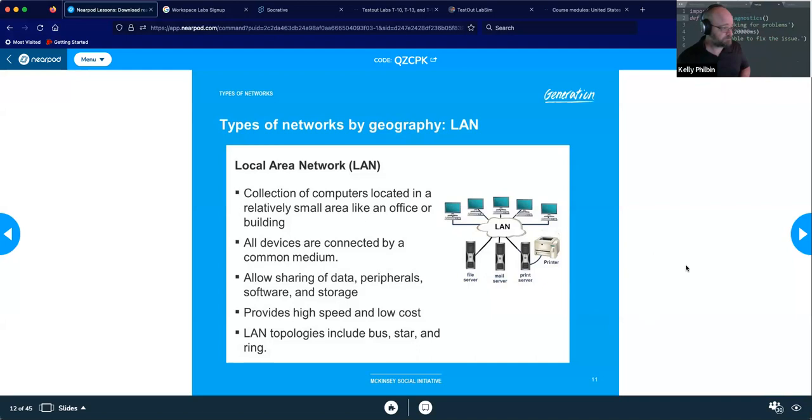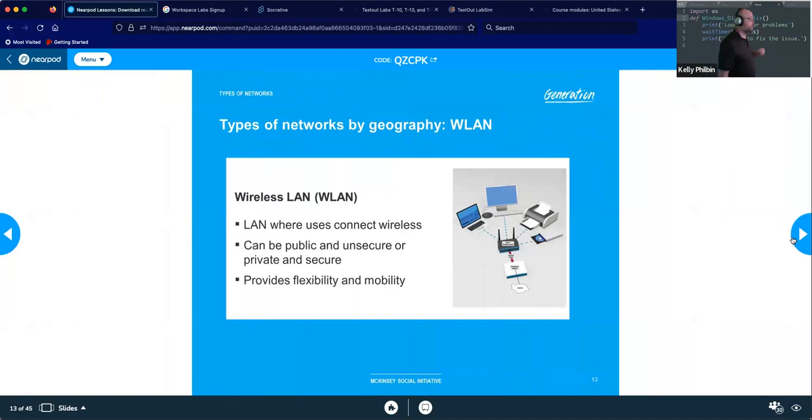All right, let's expand it out a little bit. So we have wireless LAN. This is very similar to the actual LAN, but its connections are all via radio signals, or wireless. So it's a WLAN, wireless LAN. It can be public and unsecure or private and secure, depending on how you set it up.